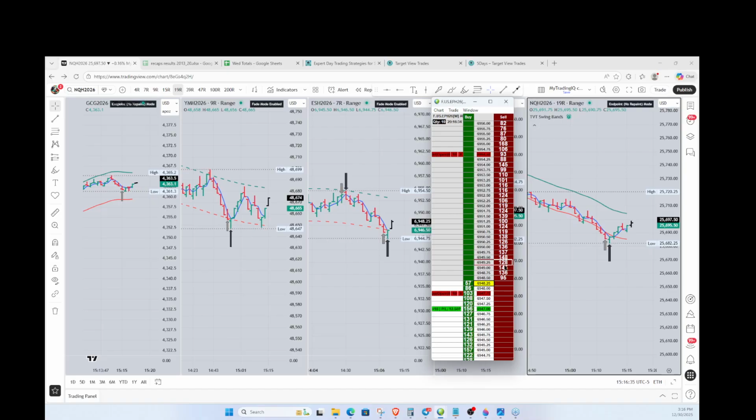Now usually I can see it in the DOM where it's going to find the resistance, but it's not really giving anything away here. 49.50 is a little bit bigger. 49 is a little bit bigger. Lock in 1 point.